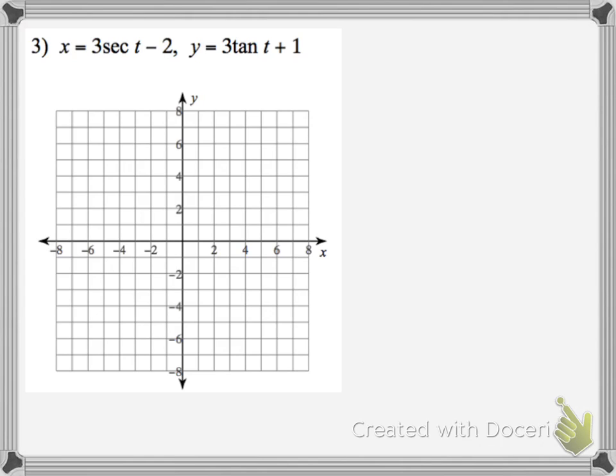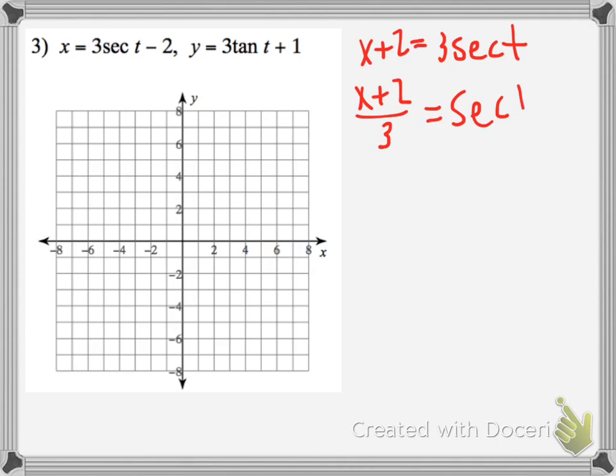So you want to get the secant t and the tangent t by themselves. In your first equation, you're going to add 2 to both sides. So you're going to have x plus 2 equals 3 secant t. And then divide by 3. So (x plus 2) over 3 equals secant t.